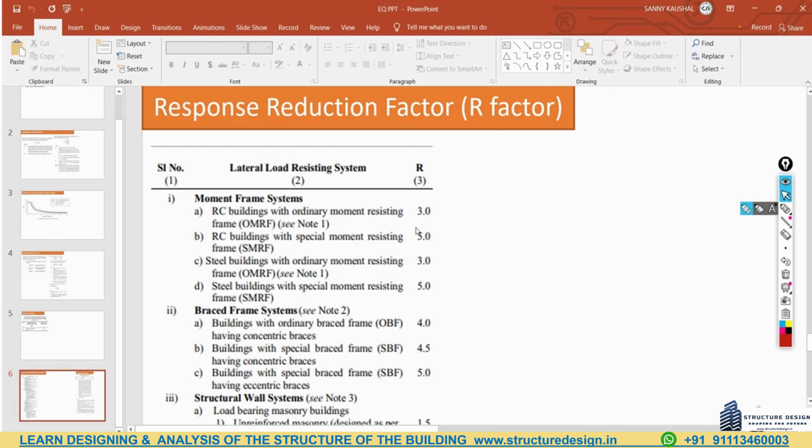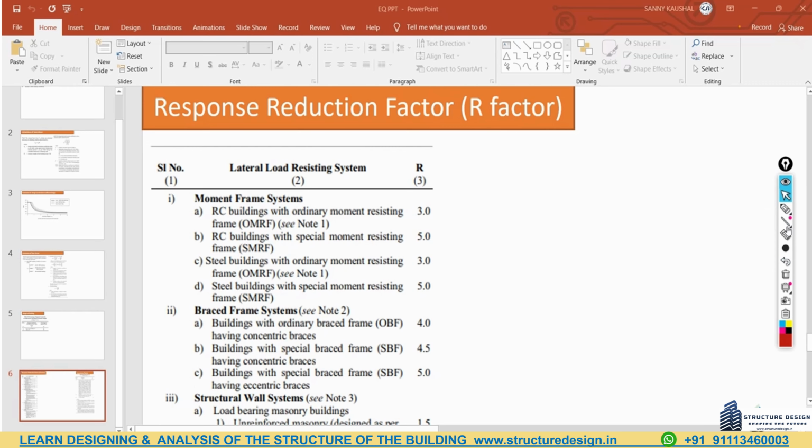If you are using a structure which is an RCC building with an ordinary moment resisting frame, that we will call OMRF, which means ordinary moment resisting frame, in that case we are using R as 3. Same if you are using a seismic moment resisting frame, or we can say a special moment resisting frame, in that case we are using R as 5. So like that, on the basis of lateral load resisting system, we have different R factors.